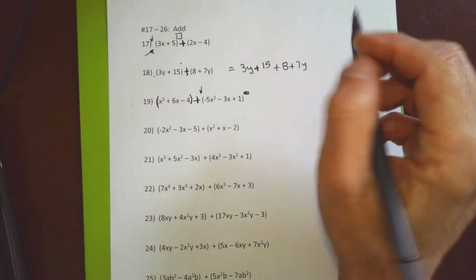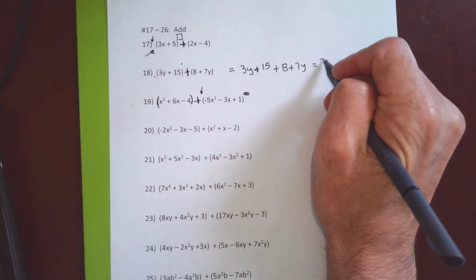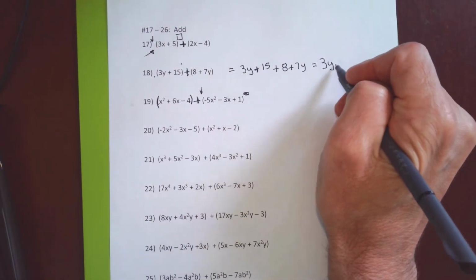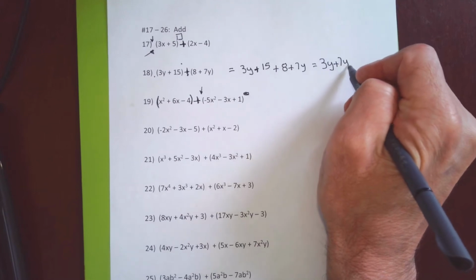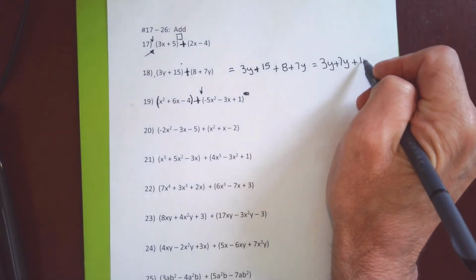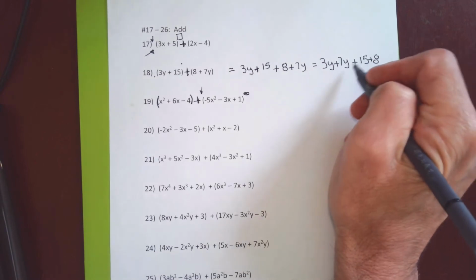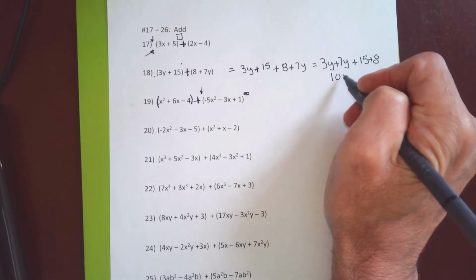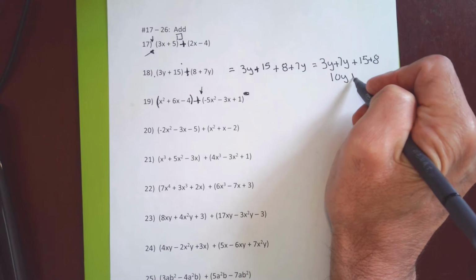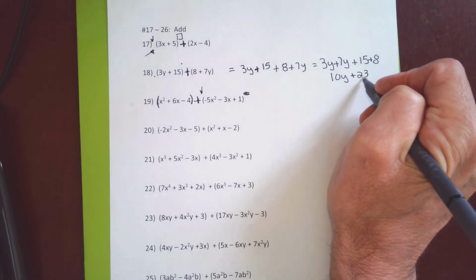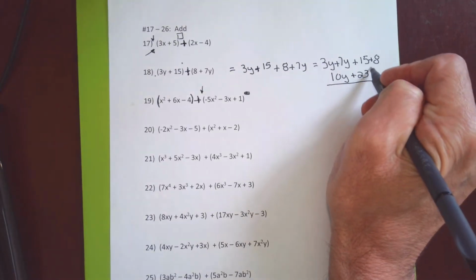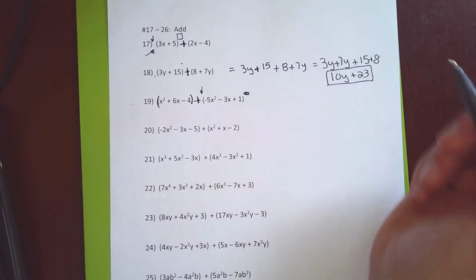And then I'm going to combine like terms. The like terms in 18 are the 3y and the 7y, and the 15 and the 8. All nice plus signs. 3y plus 7y gives me 10y, and 15 plus 8 gives me 23. So my answer to 18 is just going to be 10y plus 23.